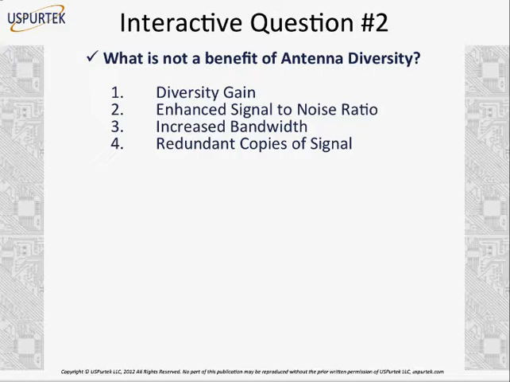Well, yes, the right answer is number 3, increased bandwidth, which is not a benefit of antenna diversity. All the other 3 are benefits. We get diversity gain, we get enhanced signal to noise ratio, and we also have redundant copies of signal.